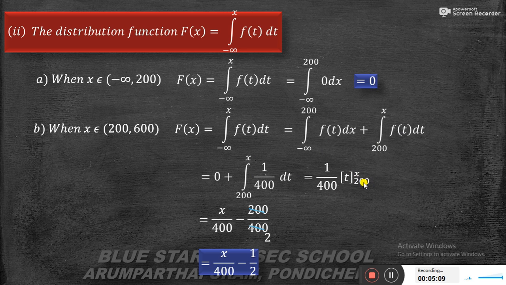So upper limit minus lower limit, 1 by 400 into x minus 200. So x minus 200 means x by 400 minus 200 by 400. 200 by 400 is 1 by 2. Therefore the answer is capital F of x equal to x by 400 minus 1 by 2. This is the answer for the interval 200 to 600, and for minus infinity to 200, the answer is 0.